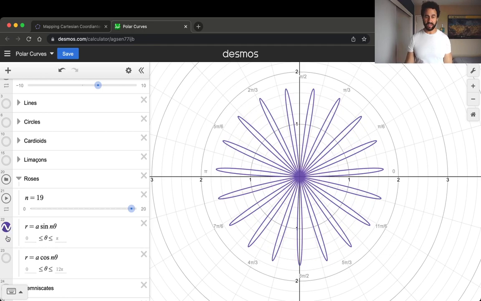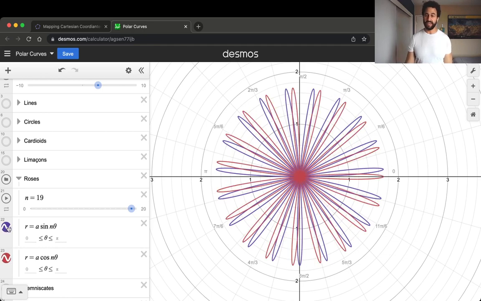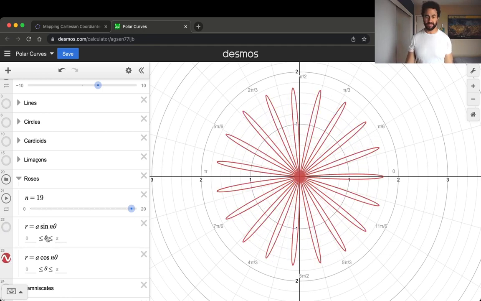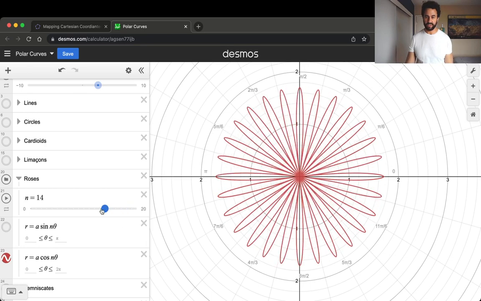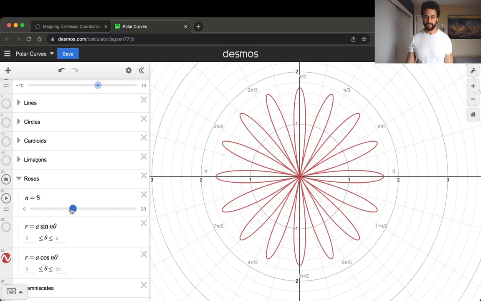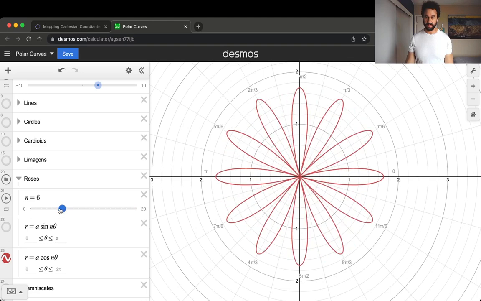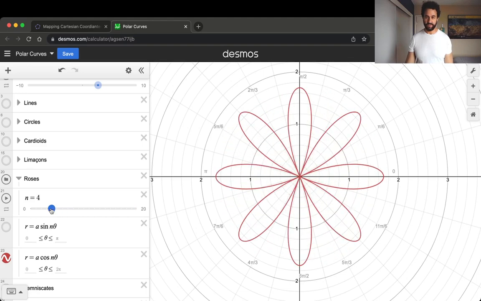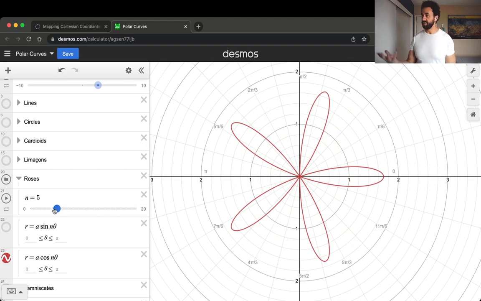Sine and cosine look very, very similar. They're just rotated a little bit, which makes sense. So here's the ones for cosine. You decrease the number of petals here. There we go. And that's why they're called rose curves, even though I think they look more like daisies.